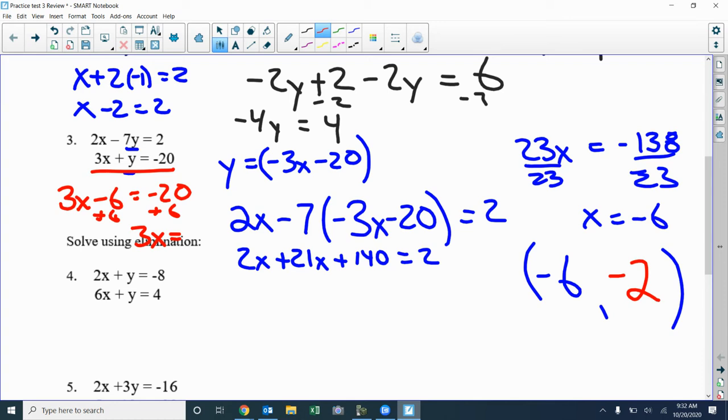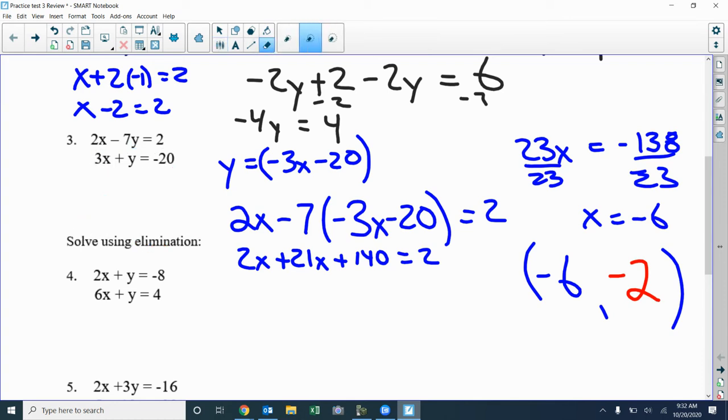3x equals, that doesn't look right, does it? 3x equals 14, not right. Anybody help me out? Where am I going wrong there? Am I using the right one? No, I plugged it in for y. I gotta plug it in for x. We solved for x, right, didn't we?